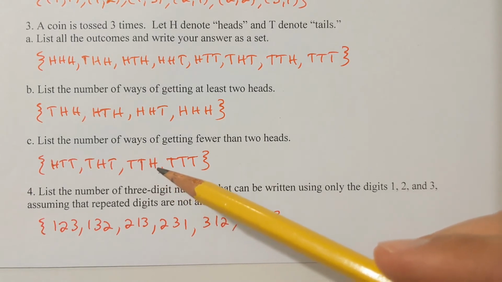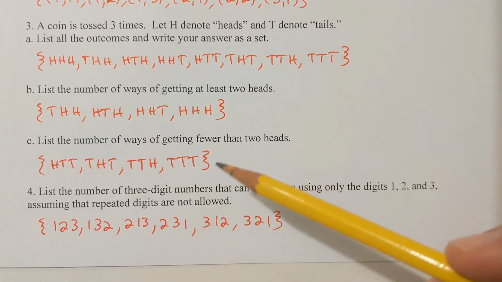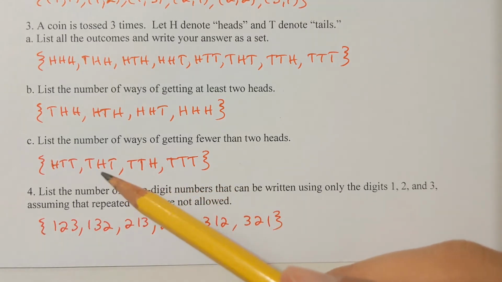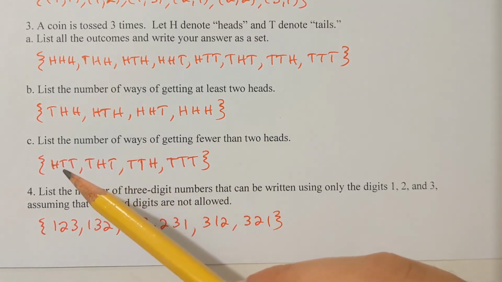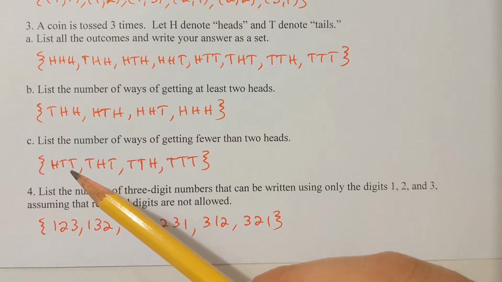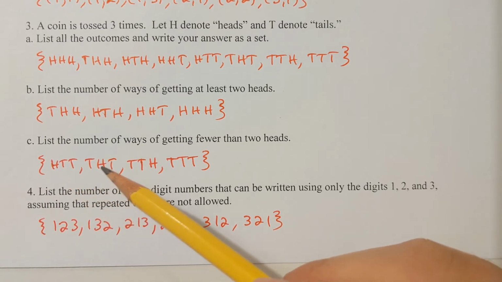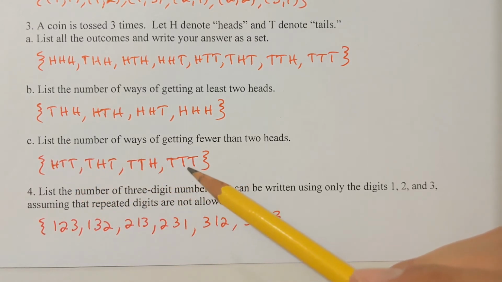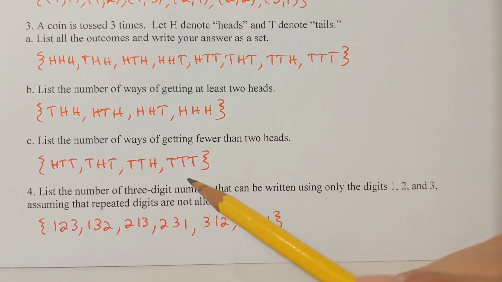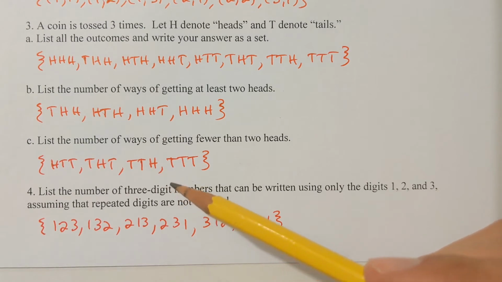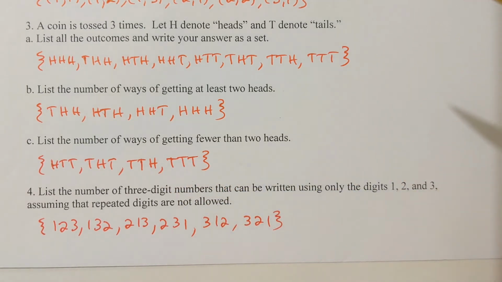Part C, list the number of ways of getting fewer than 2 heads. Okay, so if I got fewer than 2 heads, then that could mean that 1 of the flips could be heads. The heads can come either first, second, or third, or none of the flips could be heads, in which case they're all tails. So it looks like there's 4 different ways of getting fewer than 2 heads.